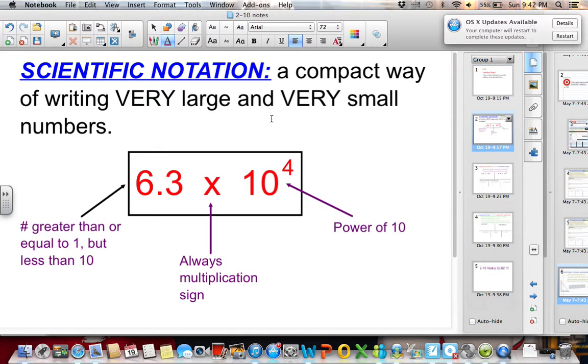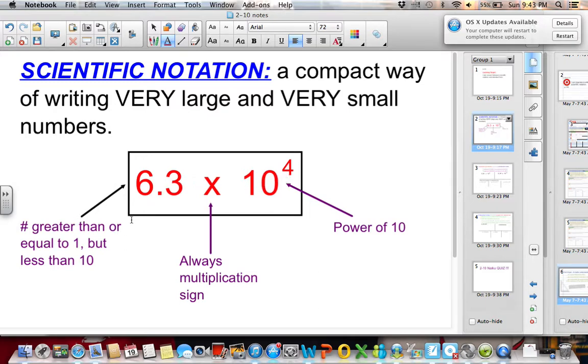Scientific notation is a compact way of writing very large and very small numbers. It's just an easier way of writing those numbers in a different form. So if you look at this form in the box right here, this is an example of scientific notation, 6.3 times 10 to the fourth.